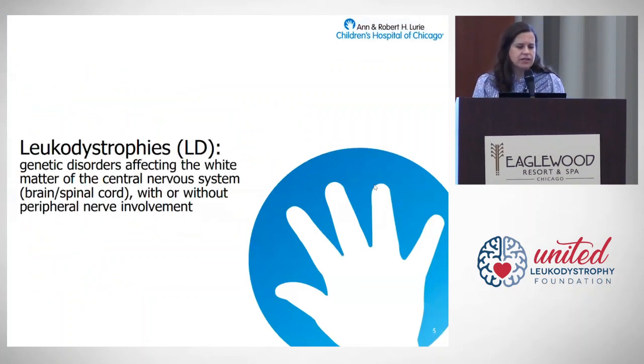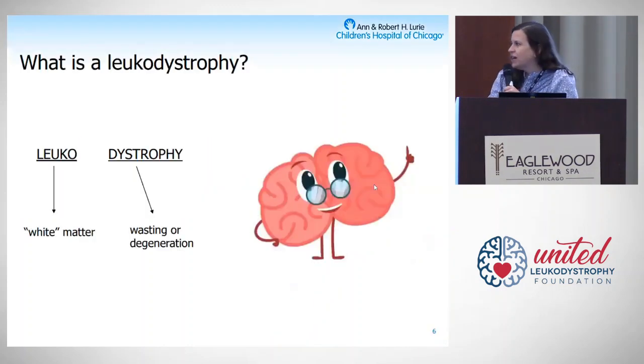So in general, leukodystrophies are genetic disorders affecting the white matter of the central nervous system. And the central nervous system consists of the brain and spinal cord, and they may or may not have peripheral nerve involvement. And we'll talk a little bit more about each of these terms. So leuko means white, like leukocytes or white blood cells. So leuko means white, and it talks about the white matter. And dystrophy is wasting or degeneration. So for instance, muscular dystrophies are a group of conditions that cause muscle wasting. So leukodystrophy, this is kind of where the term comes from.